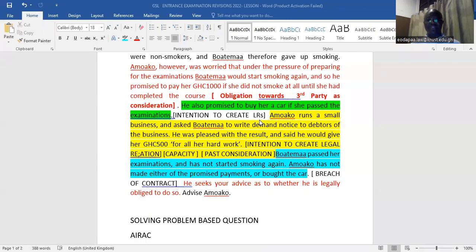Whether the Contract Act has affected the common law rule on past consideration. Anybody? I don't think so. Sorry. Did you say you think so? I said I don't think so. It has not been affected. Yes. Okay. I have never come across any modification in the Contract Act that has modified the past consideration at common law.